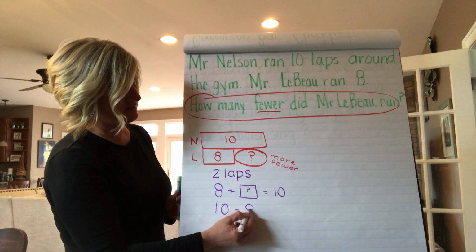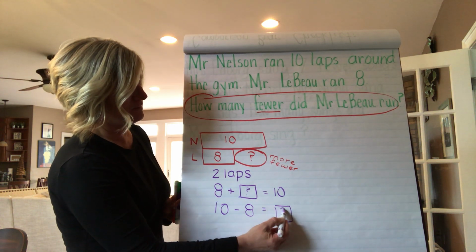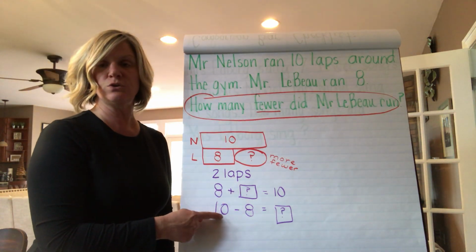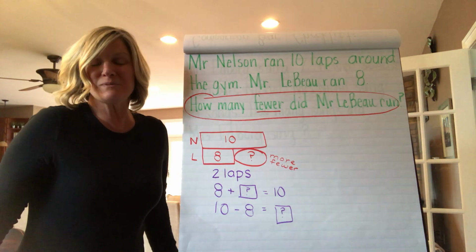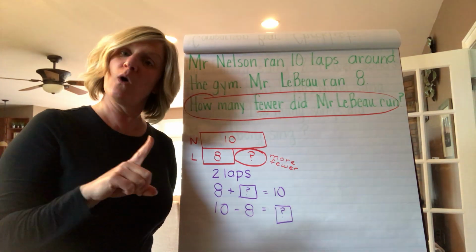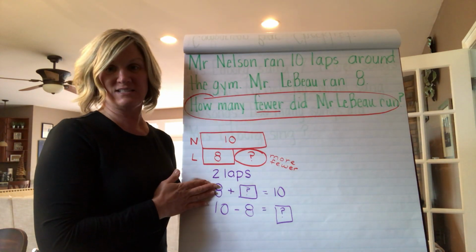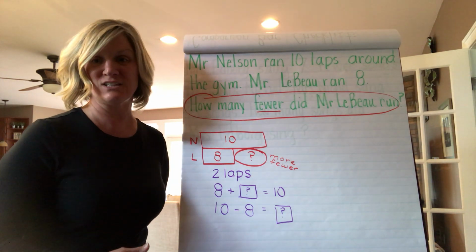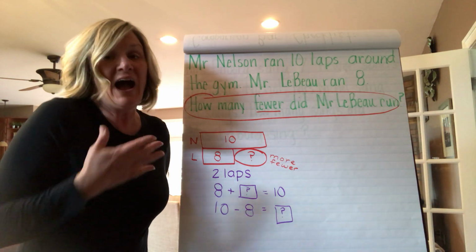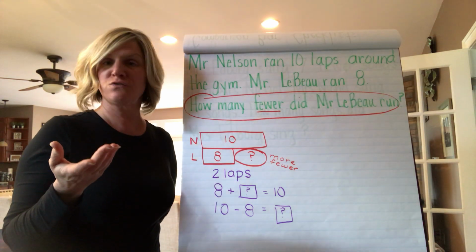Take away the 8 is going to give me that missing number. It doesn't matter which of these strategies you used, we all got 2 laps. And that's why I think math is really neat, because yes, there's one correct answer, but there's lots of different ways to get to that one correct answer. And all of our brains work differently. I really like the counting up strategy. It just works for me.